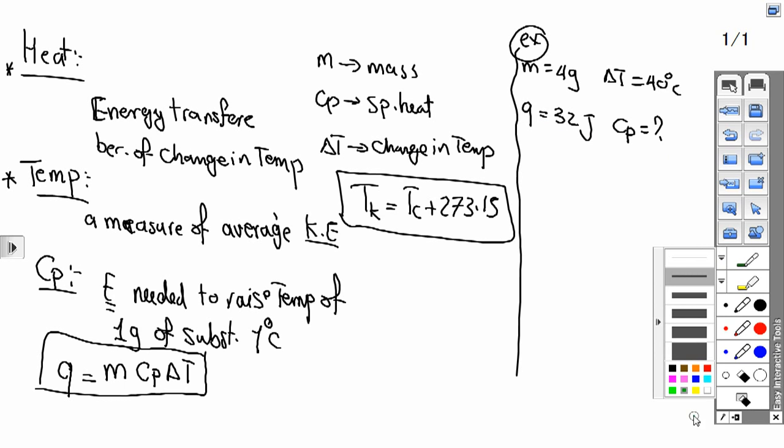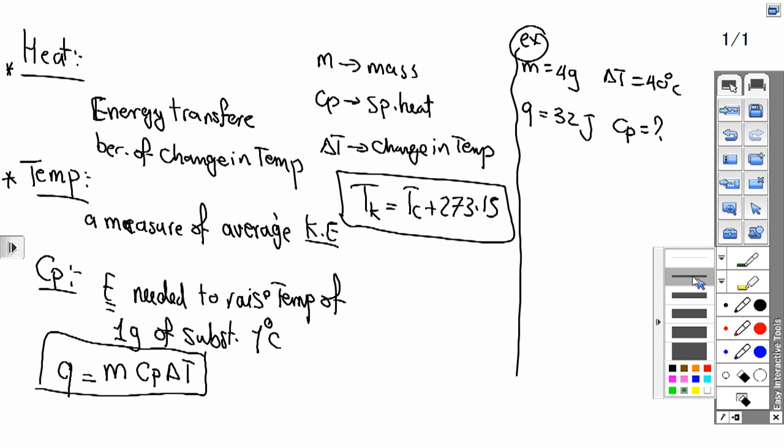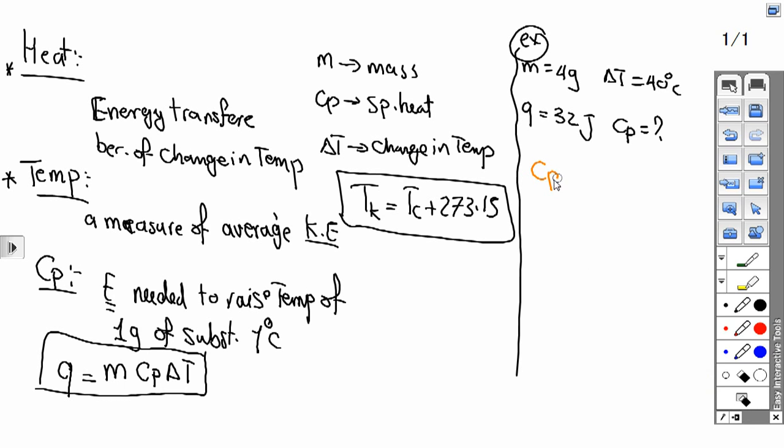How can we calculate Cp? From this rule, Cp equals Q over m delta T, which equals 32 over 4 times 40, equals 0.2.